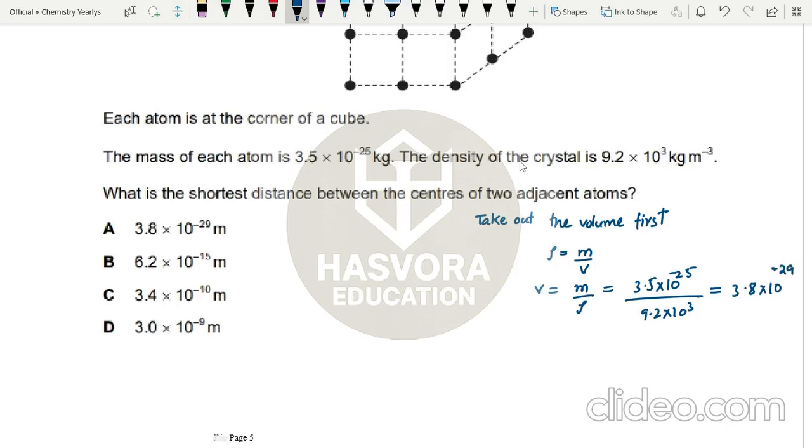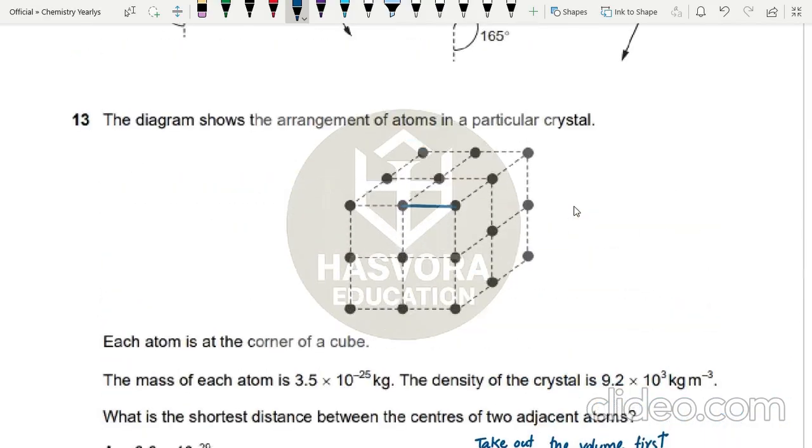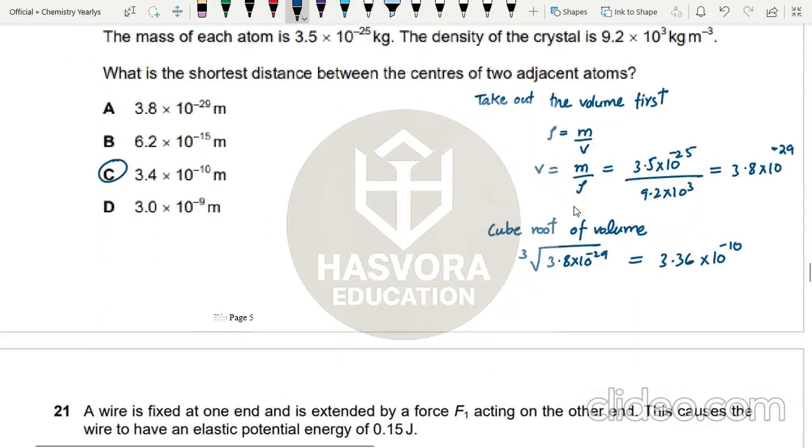Now when you have found the volume, you have to take the cube root of the volume. This will give you the distance between two atoms. So you can say the cube root of 3.8 × 10^-29. This will give you the value 3.36 × 10^-10. So you can see C is the correct option here. This is how you do this type of question. It rarely comes in, but in case you do not know the formula, you are going to end up losing 1 mark. This is just an easy question, but most of the people do not know the formula for this.